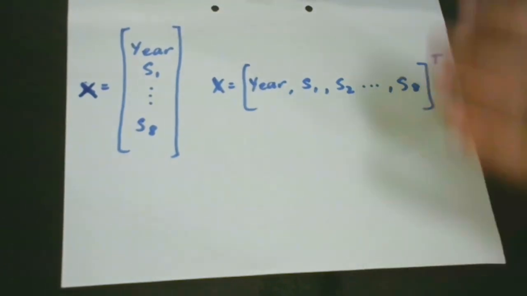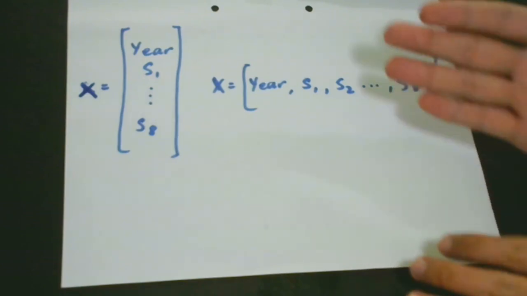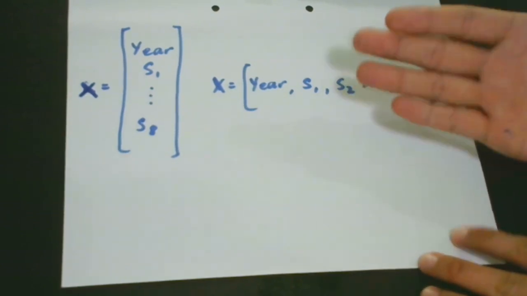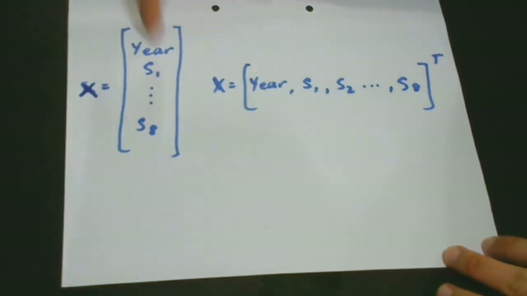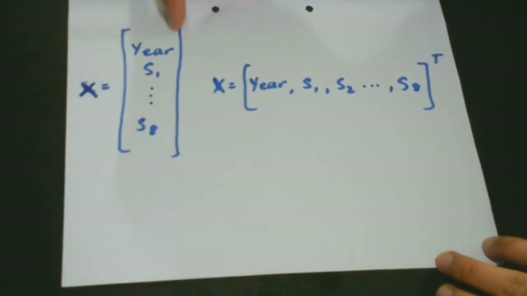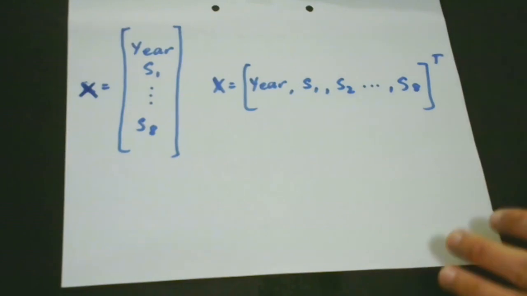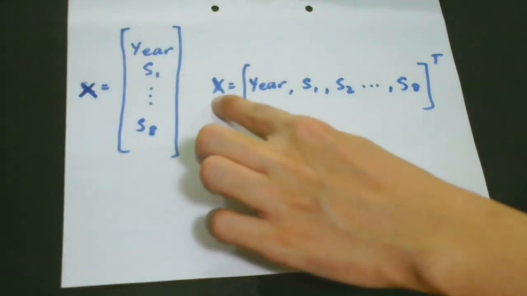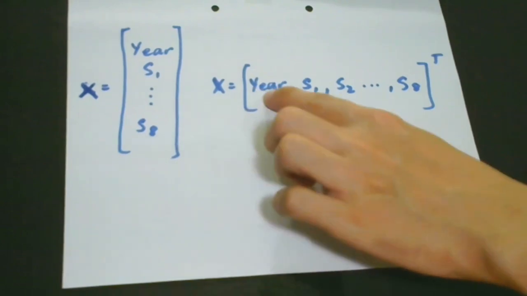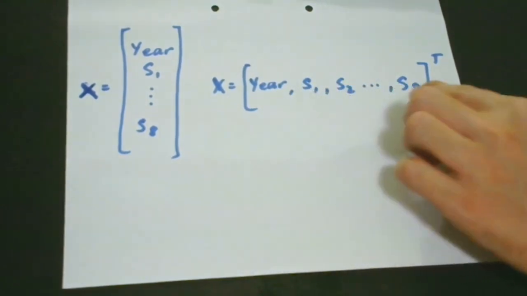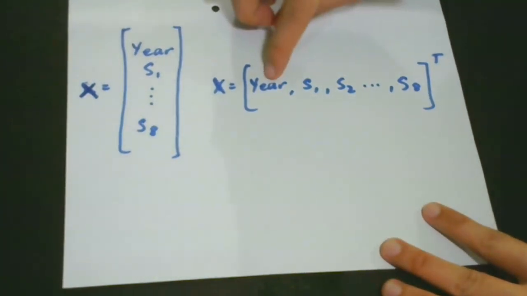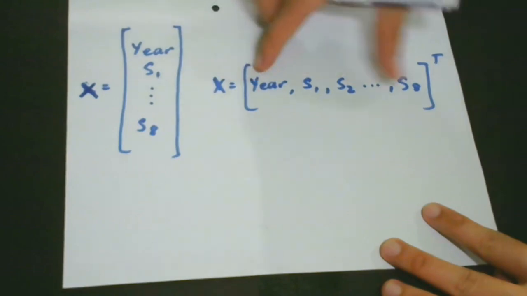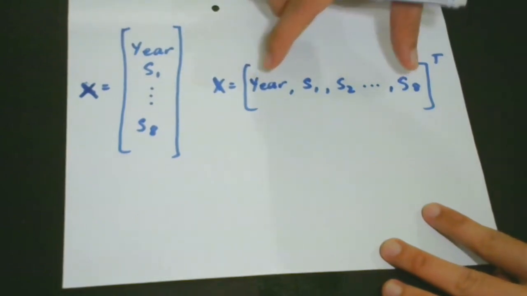So now what we will do is use the transpose operator to draw it as a row. So we will convert this column into a row using the transpose operator. So now we have this, x is equal to year, then we have s1 to s8. As you could see, the first element here actually becomes the first element here too, only that now this one is its row presentation.